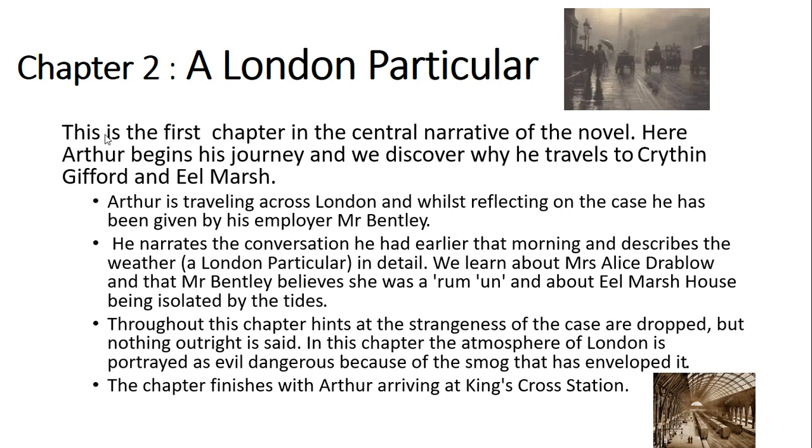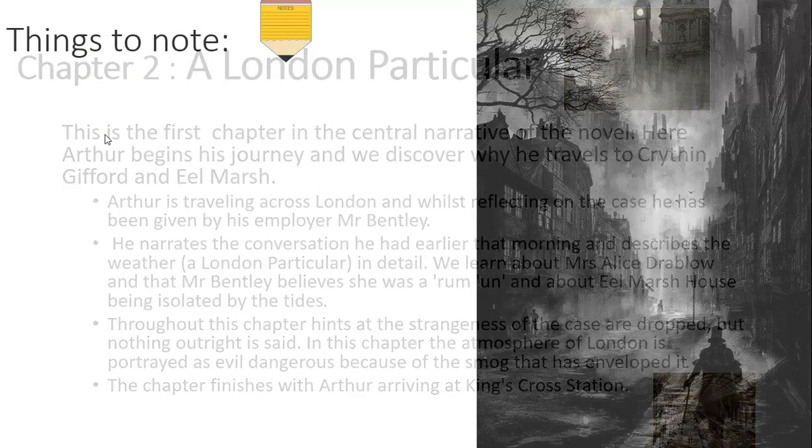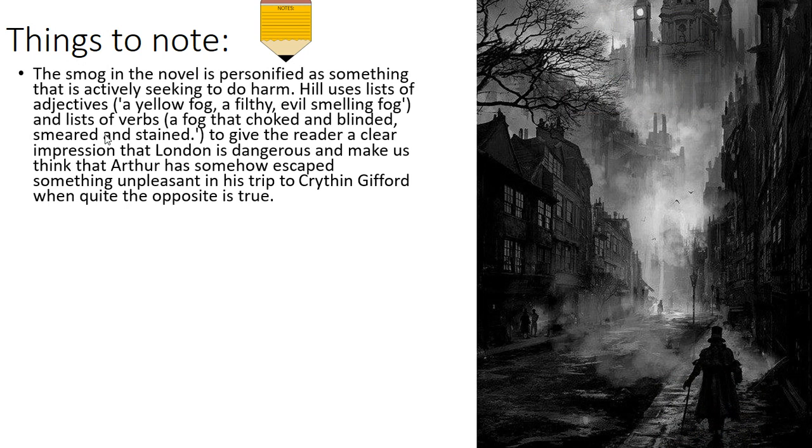But again, King's Cross is an interesting set of descriptions. The things to look out for. So, as I said before, the smog in this section of the novel is personified. It's active, it chokes and blinds, smeared and stained. So again, we actually get that listing of the verbs. We also get that parallelism there, the this and that and this and that. So that syntactic parallelism where you get that repetition of the same sentence structure. The listing there, yellow fog, filthy, evil smelling fog.